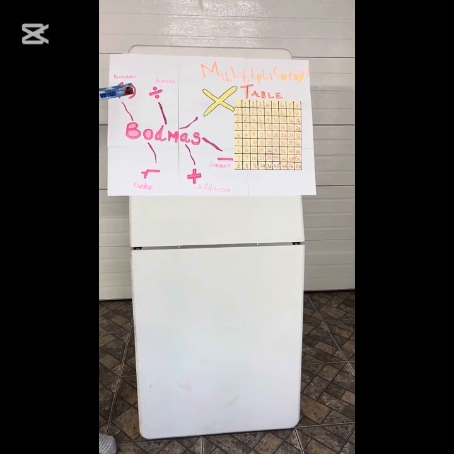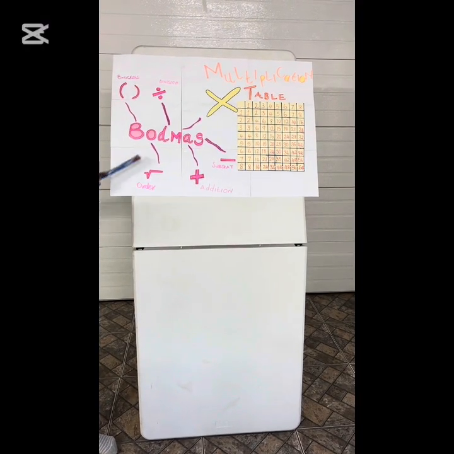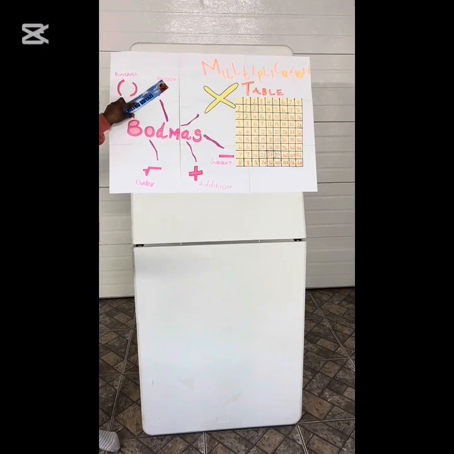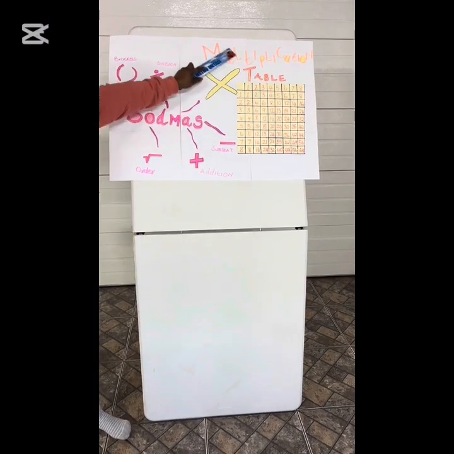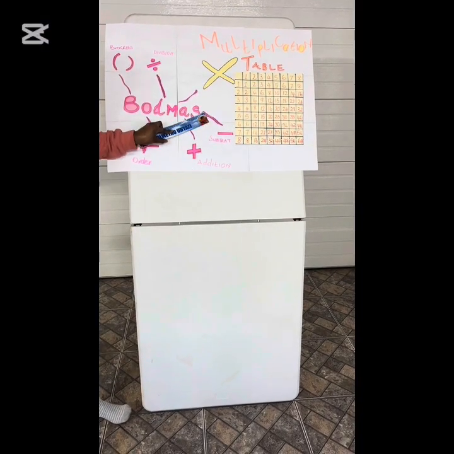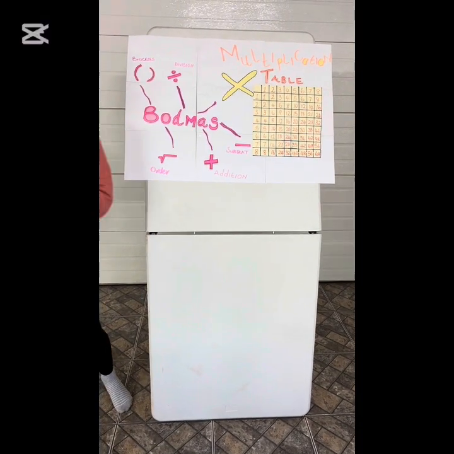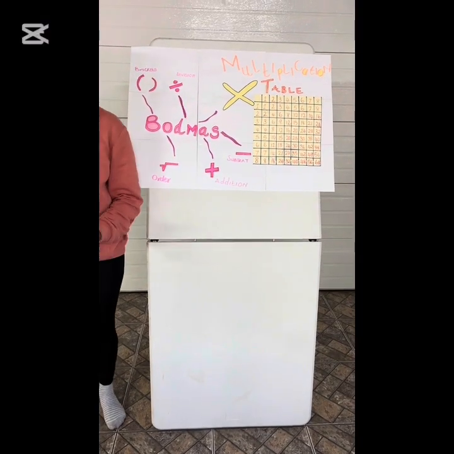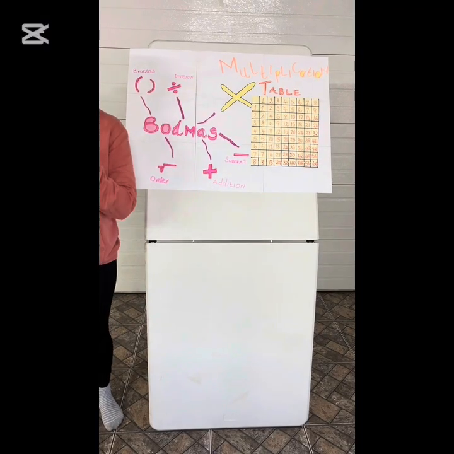B is for brackets. O is for order, which represents the square roots or the exponents. D is for division. M is for multiplication, which we are going to focus on today. A is for addition, and S is for subtraction. It is important to follow the BODMAS rule so that everyone solves the expressions the same way and gets the correct answer.